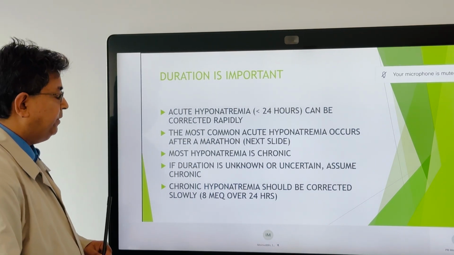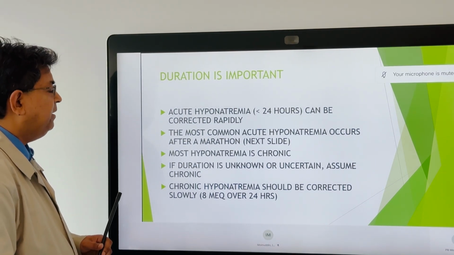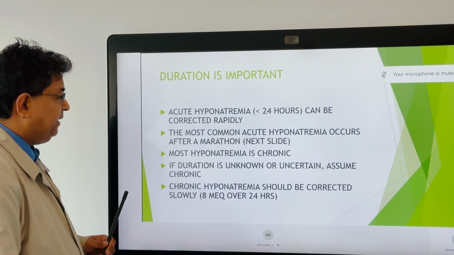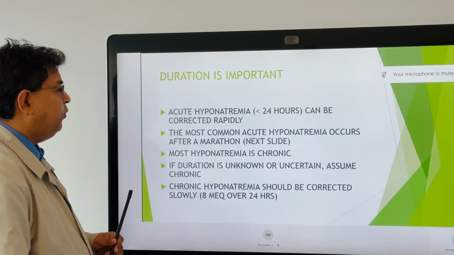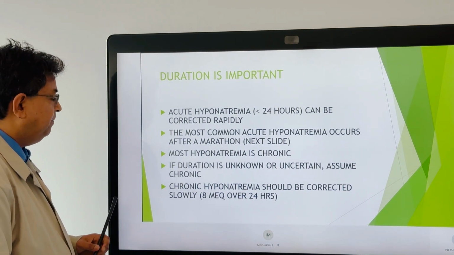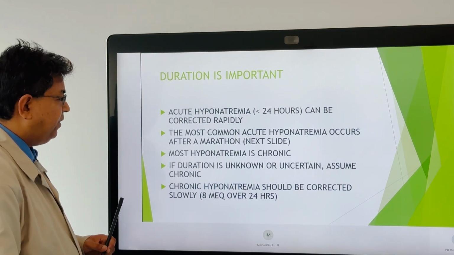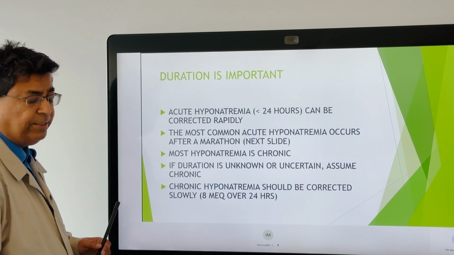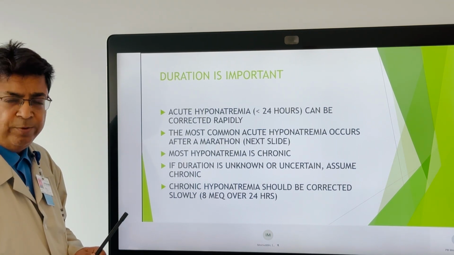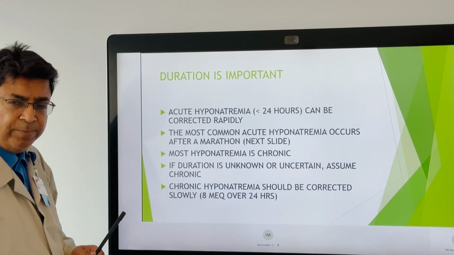Duration is very important. Acute hyponatremia is defined as less than 24 hours. Acute hyponatremia can be corrected rapidly. The most common acute hyponatremia occurs after a marathon, and we will discuss marathon runner hyponatremia in detail in the upcoming slides.